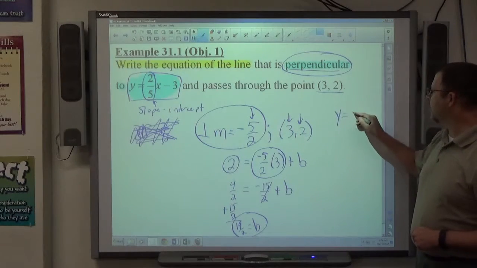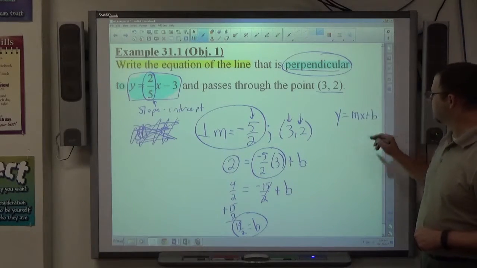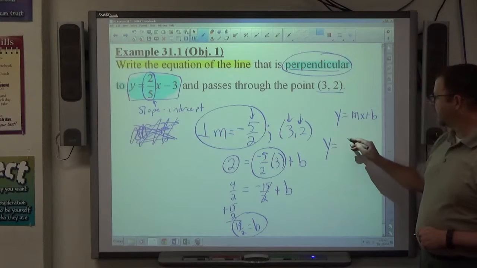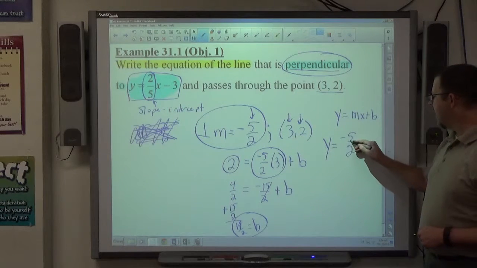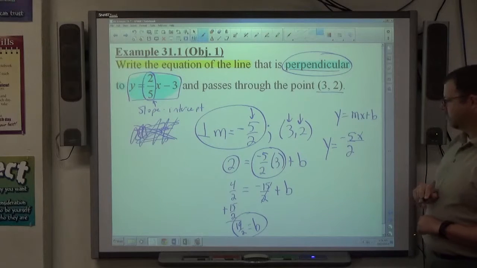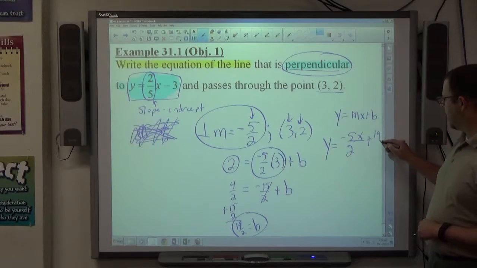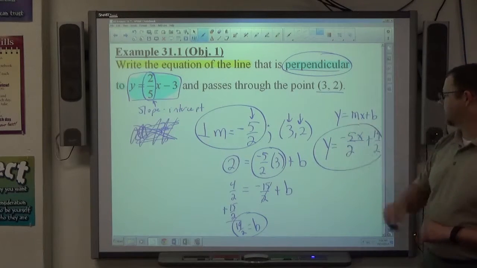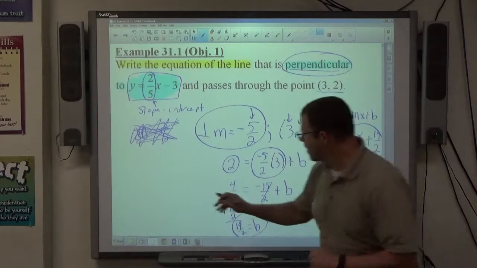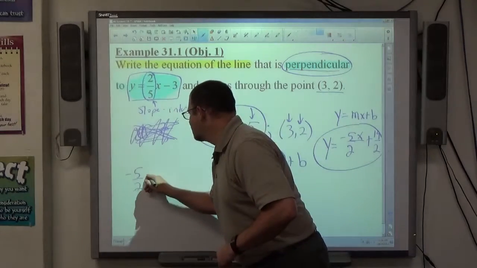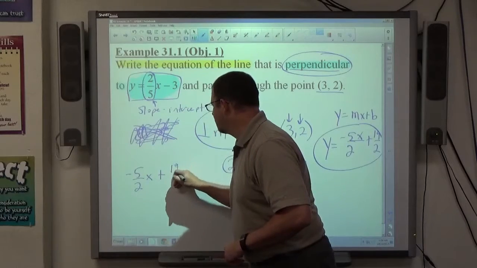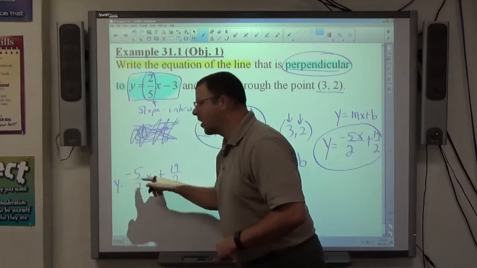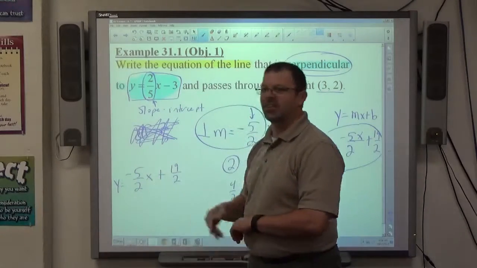The equation always has the y equals mx plus b structure. y is y, m is the slope. x goes on top, and then plus b is plus 19/2. It has to go on top? It has to go on top. Now, negative 5/2 x plus 19/2, it can also go out to the side. Just make sure it doesn't look like it's on the bottom.